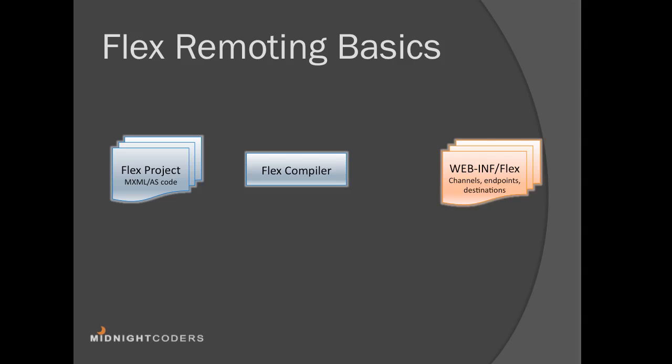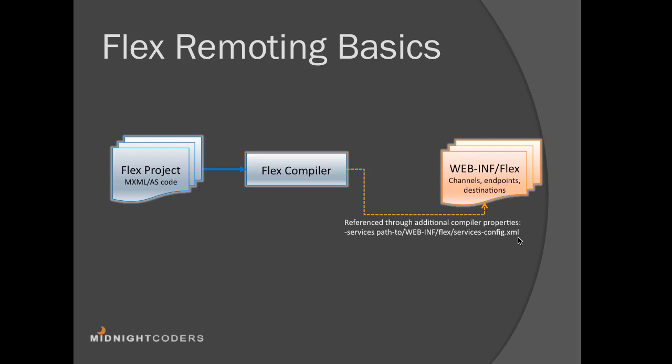To understand where those URLs come from, we need to review how Flex creates those Flex applications. To begin with, there are three main components. First, you have your Flex project, which is a combination of MXML and ActionScript code. There is the Flex compiler, and there is a collection of configuration files typically located in the WEB-INF/flex folder. The files in the WEB-INF/flex folder must be referenced in the additional compiler properties for the Flex compiler. Specifically, it is the -services option followed by a path to the services-config.xml file.